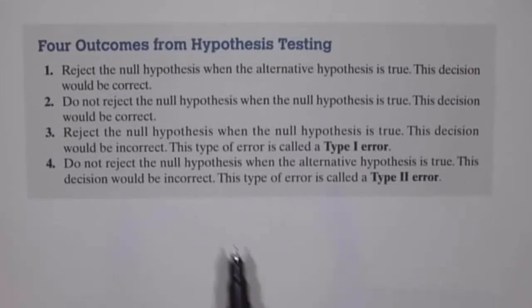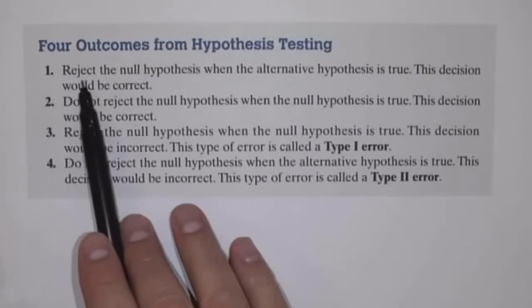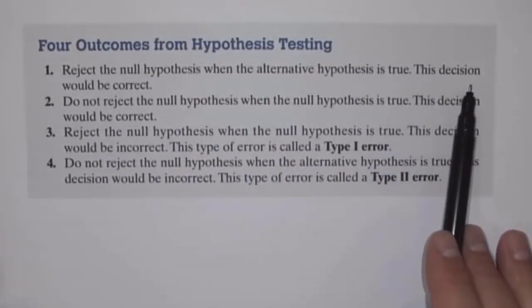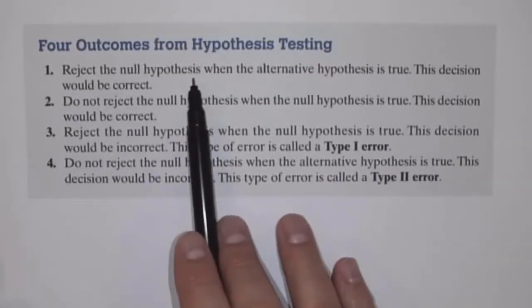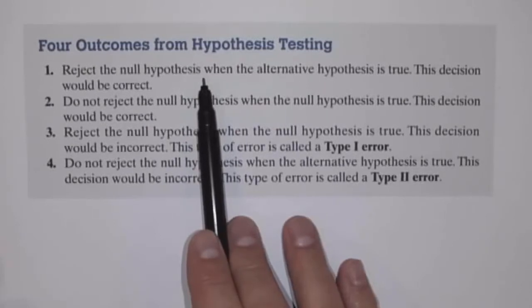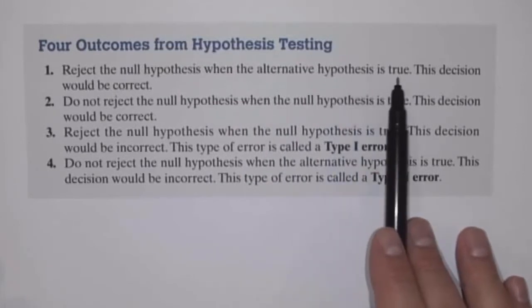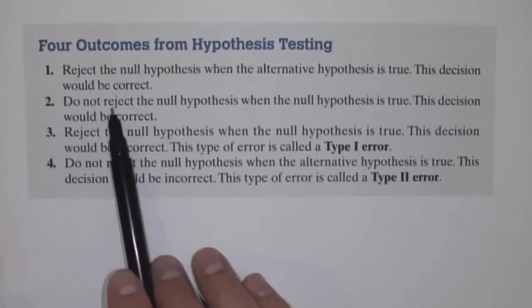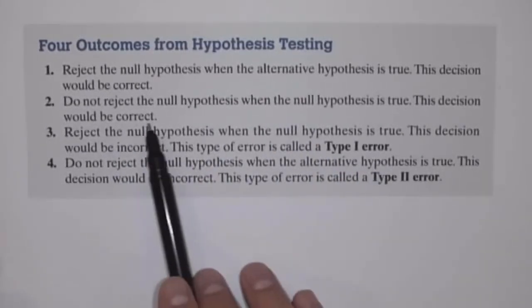So to summarize what I just showed in my table, there are 4 possible outcomes from a hypothesis test. 1, we reject the null hypothesis when the alternative hypothesis is true. This decision would be correct. So we reject the null hypothesis. We're concluding the null hypothesis is not true when the alternative is actually true. In other words, the null hypothesis is false. That decision would be correct. 2, we do not reject the null hypothesis when the null hypothesis is true. This decision would be correct.